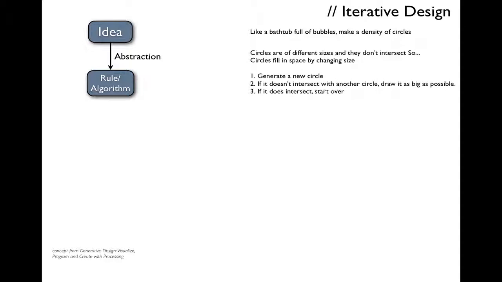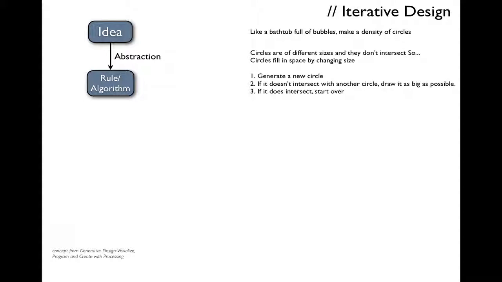So a few things in a step-by-step process. The first thing I want to do is generate a new circle, and put that circle onto the screen. And now I need to look. It needs to be aware. So does it intersect with another circle? It has to know what its neighbors are doing.